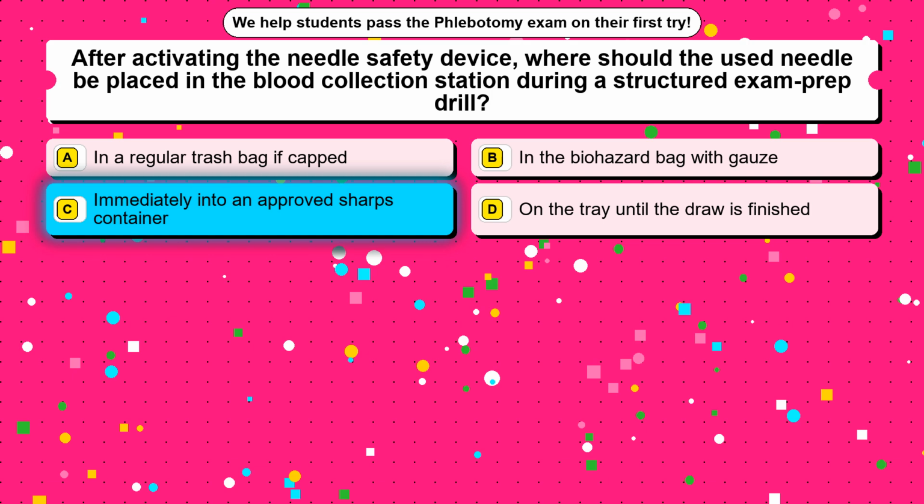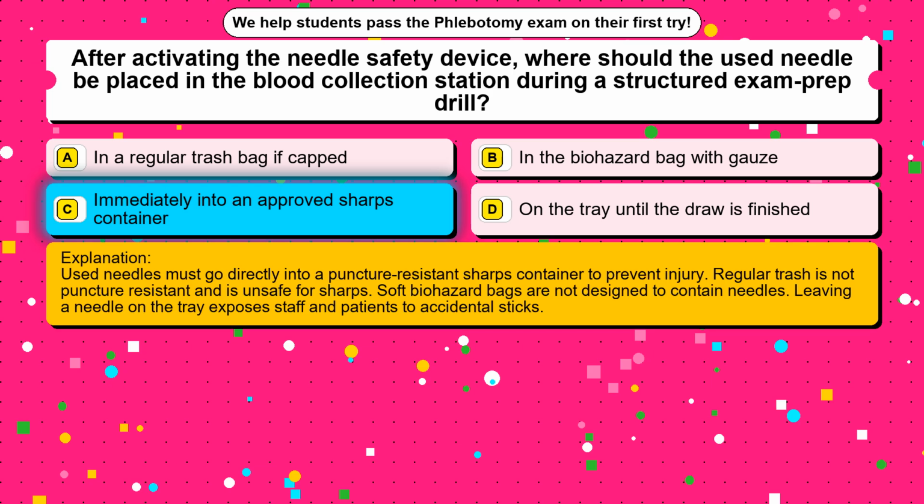The correct answer is option C. Immediately into an approved sharps container. Used needles must go directly into a puncture-resistant sharps container to prevent injury. Regular trash is not puncture-resistant and is unsafe for sharps. Soft biohazard bags are not designed to contain needles. Leaving a needle on the tray exposes staff and patients to accidental sticks.